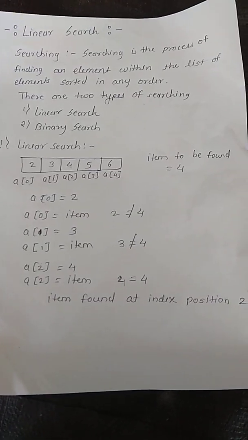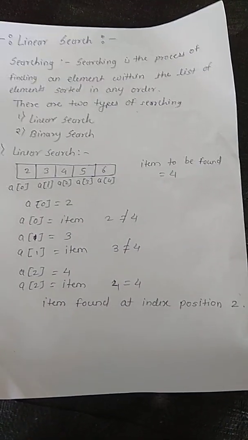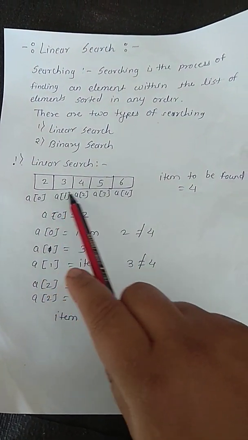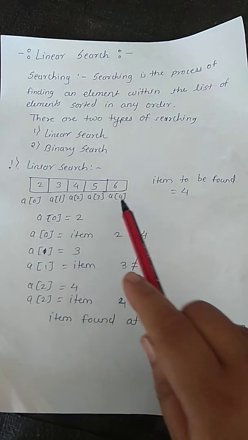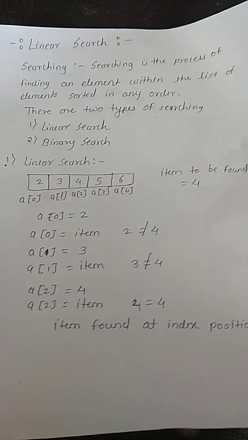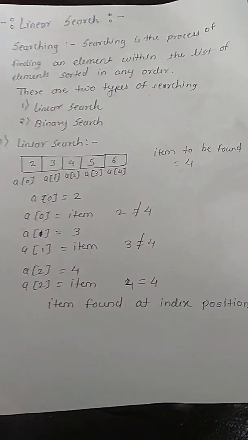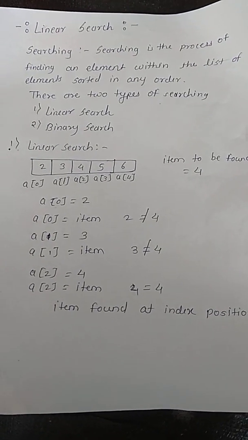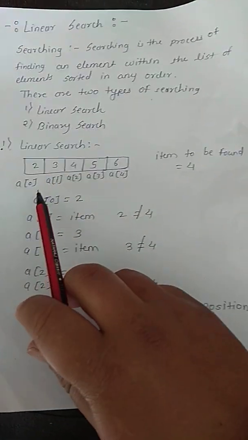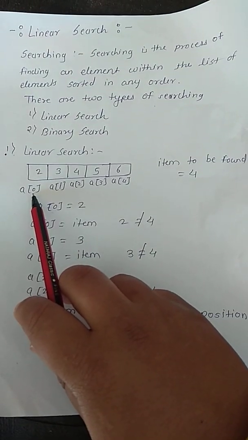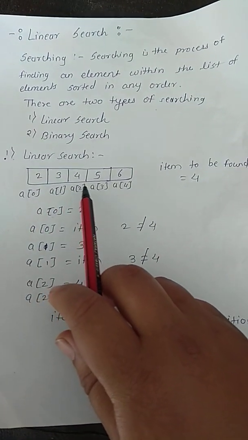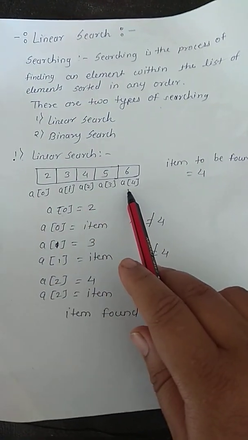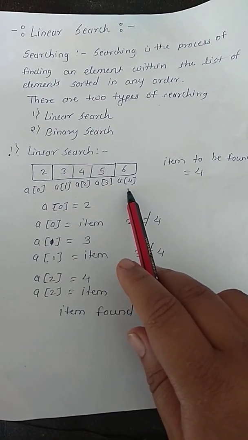Okay, so let us see an example of linear search. I have taken an example in which 5 elements are there: 2, 3, 4, 5 and 6. This is a sorted array. You can also take an unsorted array for solving this example. As this is an array, the index position always starts from a of 0, then a of 1, a of 2, a of 3, a of 4. In this way, the index positions are mentioned in the array.